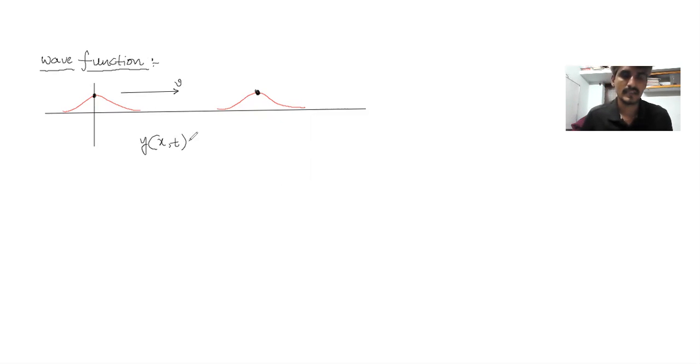Okay, now see, this is a function, right? Which means that y has to be explained in terms of x and t. Now, if at t equal to 0 seconds, wherever the pulse may be, then we can write it as y of x comma 0.